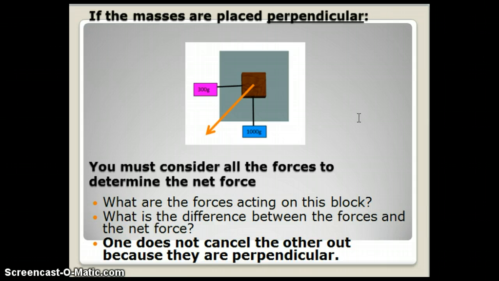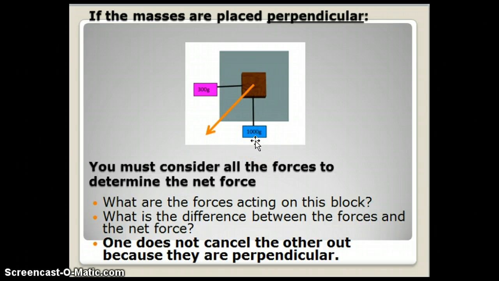Okay, now let's look at when the masses are placed perpendicular to one another. Now this example here is a common mistake that I received. So the orange arrow here representing the net force is incorrect, because you must consider all the forces to determine the net force. We have a 1,000-gram mass causing a force in the downward direction. We have a 300-gram mass causing a force to the left. We can't just say that they're not equal, so they're not going to go directly to the corner here.